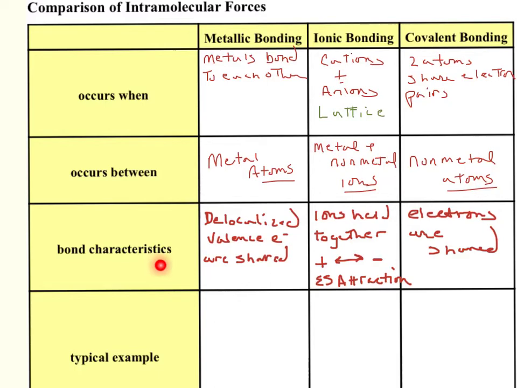And the bond characteristics: we talked about delocalized valence electrons being shared. That's probably the unique characteristic for a metallic bond. For an ionic bond, the ions are held together by an electrostatic attraction. Positive is attracted to negative. And then finally, here we're talking about the sharing of electrons, valence electrons. The electrons we're talking about here are always valence electrons.